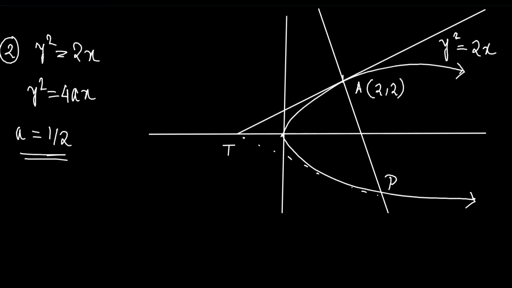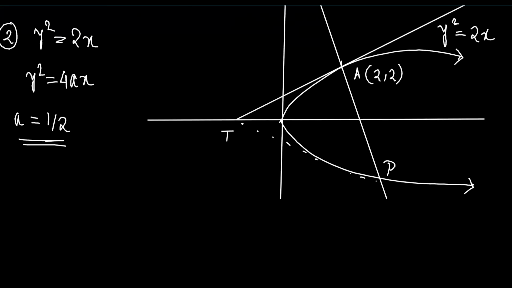Okay. So for that, what we have to do is find all three points. Here the coordinates of A are given: (2, 2). We have to find the coordinates of T, and we have to find the coordinates of P. As you can see, the curve is given by y square equal to 2x.